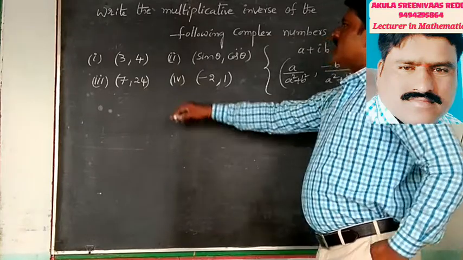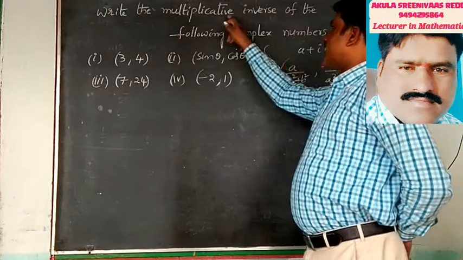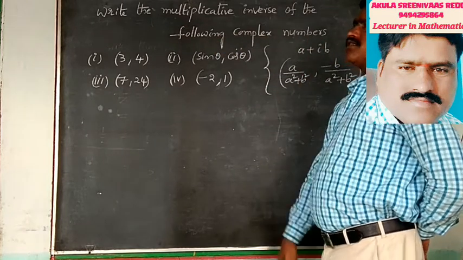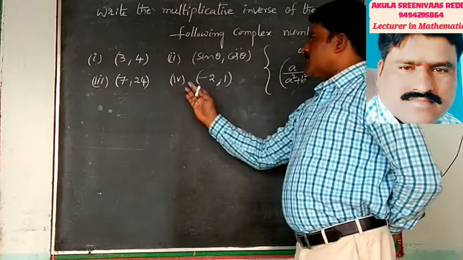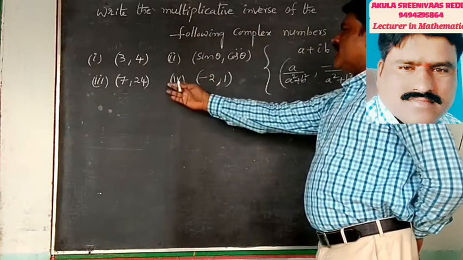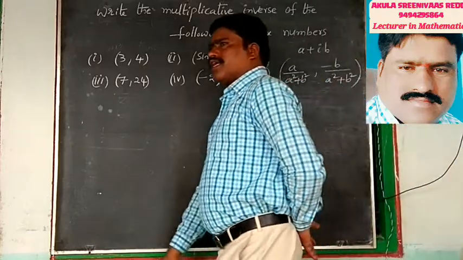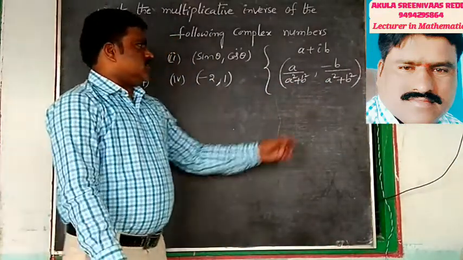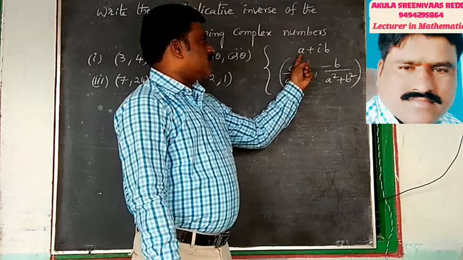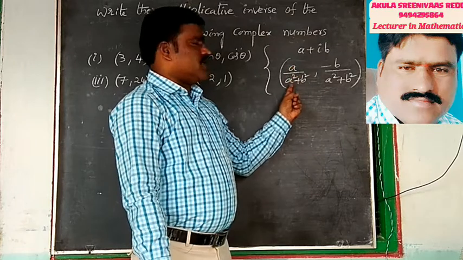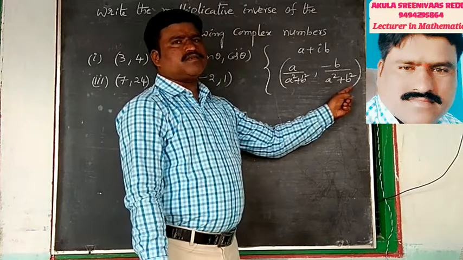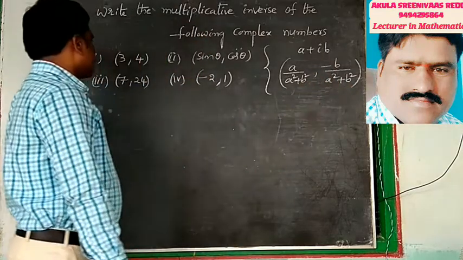Next problem. Write the multiplicative inverse of the following complex numbers. Here some complex numbers are given. Now we find the multiplicative inverse of the complex numbers. Already we know that z is equal to a plus ib. Then the multiplicative inverse of a plus ib is a by a square plus b square, minus b by a square plus b square. So, first one answer.